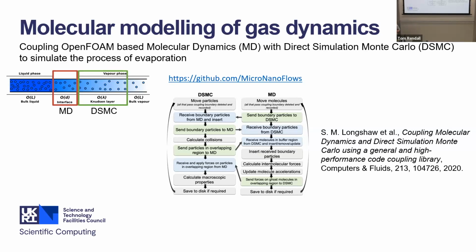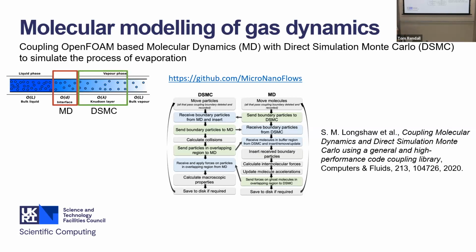But in effect, what we were looking to do was to simulate the effect of evaporation. And if you do it properly, rather than doing it through a parameterized macroscopic CFD approach, there's a number of elements you need to consider. So there's an interface between where the bulk liquid and the bulk vapor exists. And then there's also something called the Knudsen layer between this interface and the vapor. And DSMC can be used to simulate the Knudsen layer, and then MD can be used to simulate the interface.